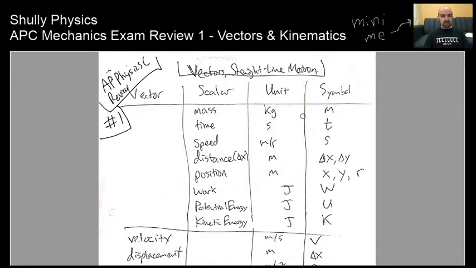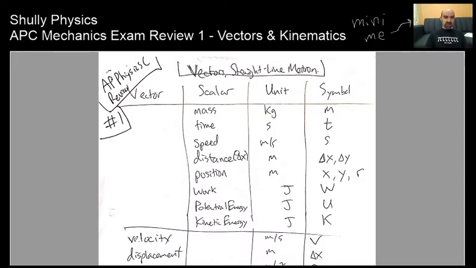So here, just starting out with all the different quantities in AP C mechanics: mass, time, speed, distance, position, work, potential energy, kinetic energy. All these are scalar values. The units are given here if you need to look those up. They're also on the equation sheet and table information that comes with the AP C test. The symbols that I'm using in this review are all over there. So all these are scalar values.